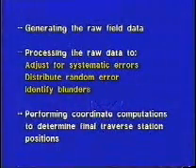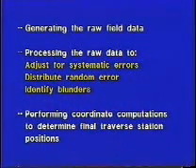We have reviewed topics relative to generating the raw field data. The remaining portion of the video will focus on the areas of computations and traverse adjustments. There are three primary areas of activity related to performing traverse computations. These are generating the raw field data, processing the raw data to adjust for systematic errors such as incorrect tape corrections and incorrect temperature corrections when taping. Another example is to distribute random error and identify blunders. And finally, performing coordinate computations to determine final traverse station positions.